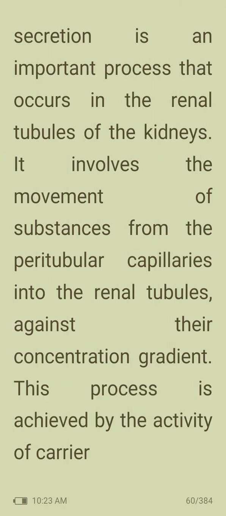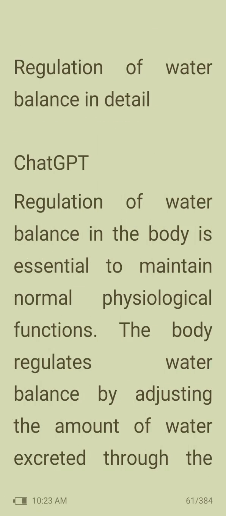In conclusion, tubular secretion is an important process that occurs in the renal tubules of the kidneys. It involves the movement of substances from the peritubular capillaries into the renal tubules against their concentration gradient. This process is achieved by the activity of carrier proteins.